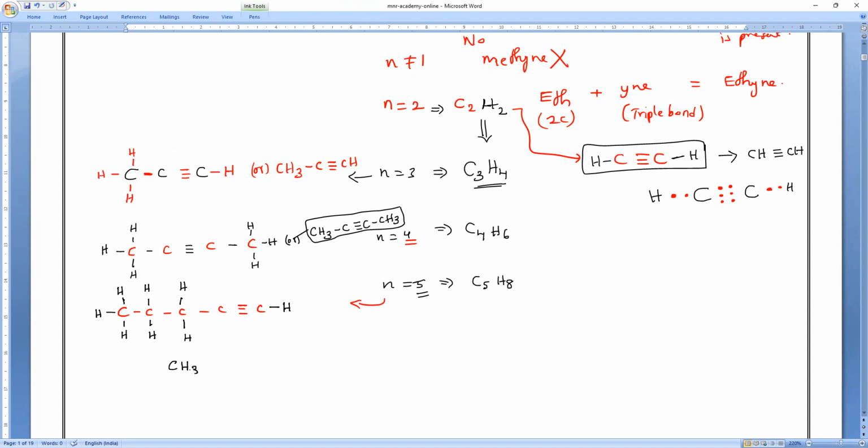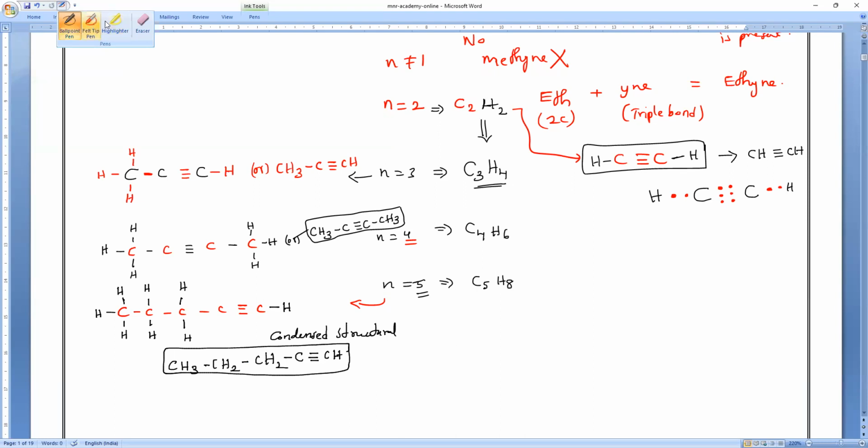So CH3, next one, single bond, CH2, single bond, CH2, single bond, C triple bond, CH. Am I right, everyone? All of you? So this is the structural formula, or what do we call this formula? Condensed structural formula. Clear, all of you? Yes, please respond.